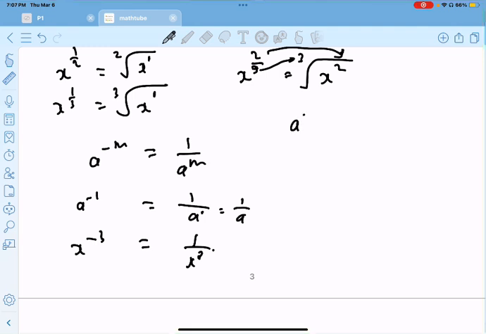And remember, any number to the power 0 is always equal to 1. So 100 to the power 0 is equal to 1. 0.01 to the power 0 is equal to 1. Always, okay? So yeah. That is that.